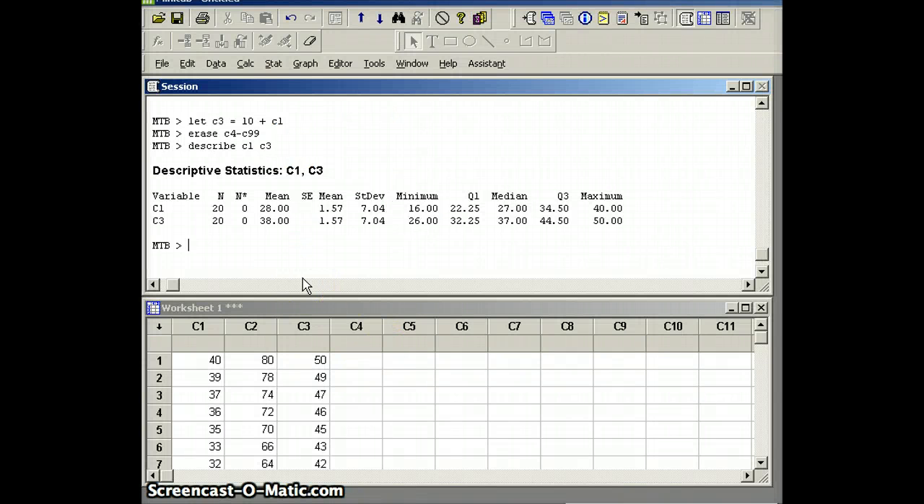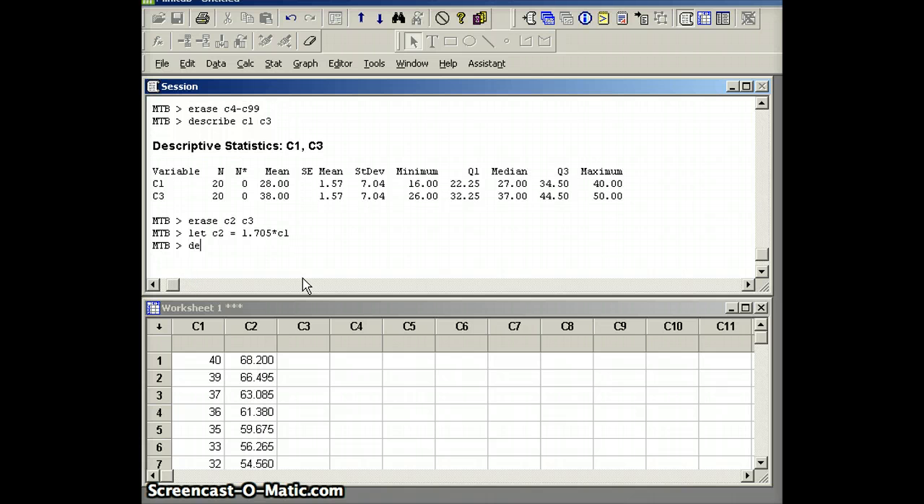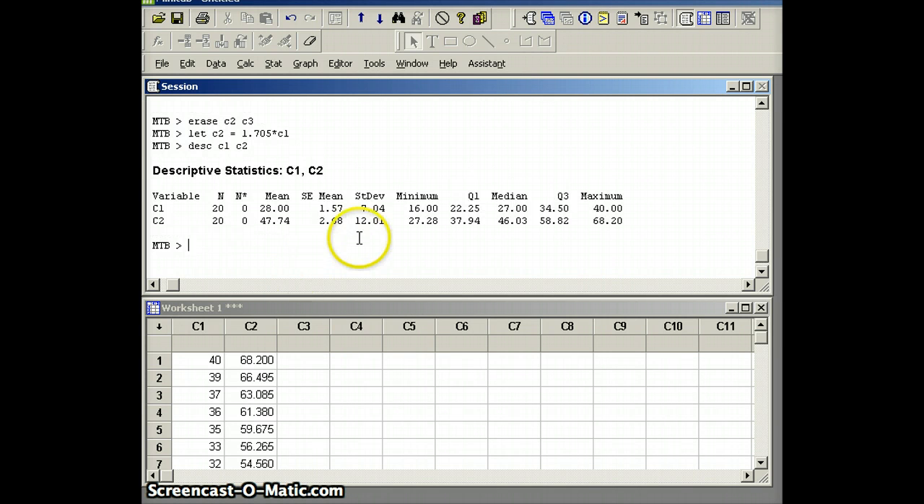So our data set is in C1. Let me erase C2 and C3. I'm going to say let my new version of C2 equal 1.705 times C1. Now, if that's going to happen, both the mean and the standard deviation should change, but I want to fix the standard deviation first. Once I do that, I'm going to say describe C1 and C2, and you will see that the standard deviation is essentially 12. 12.01, close enough for me.